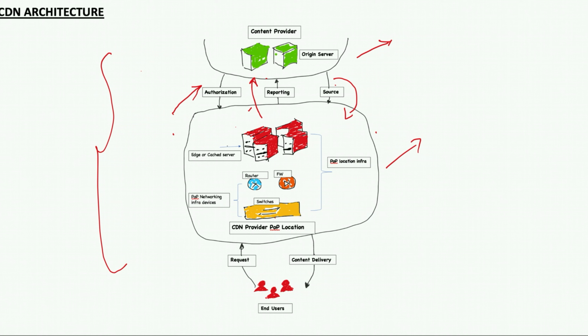Now, at the bottom of the CDN architecture, there comes the user. That user requests the data from the content provider for their web browsing, as we saw in our example, like Netflix movies and web series. This request goes to the POP location at the CDN provider, and the content delivery is nothing but the delivery of the content from the POP location, the edge server or the cache server, to the end users.